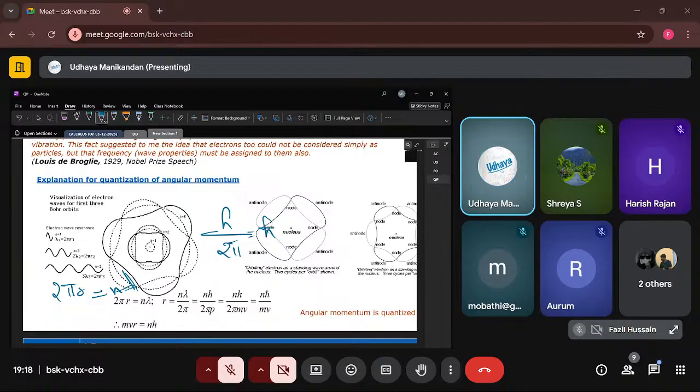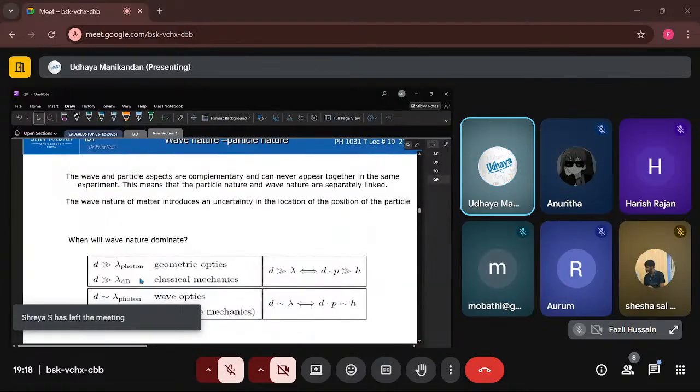Okay, so h cross means h by 2 pi. So h cross by mv. You will easily see that this is for r. So r is equal to n h cross by mv. So technically mvr is the angular momentum. So mvr is nothing but n h cross. You easily see that angular momentum is quantized. So that was also there.